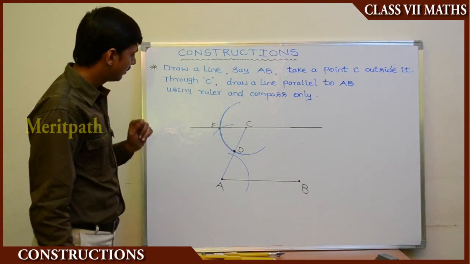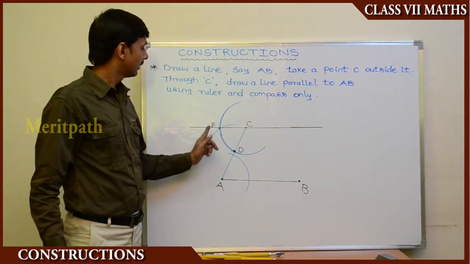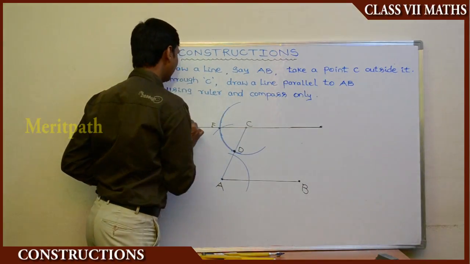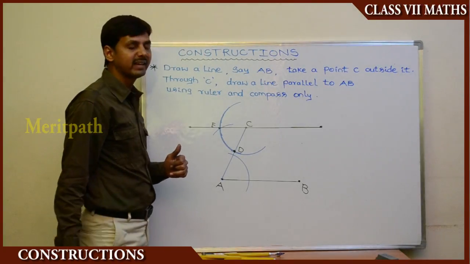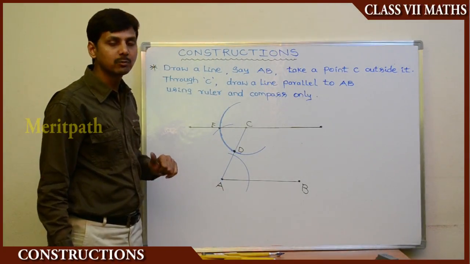Now let's observe that the line parallel to AB is EC. Let's extend it. We can name it as L, or with two letters also we can represent it. So AB is parallel to EC. These two lines are parallel to each other.